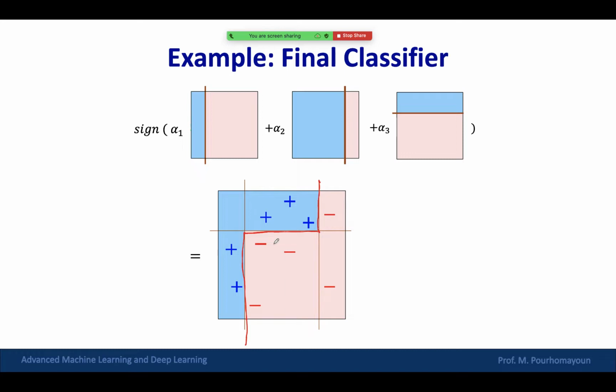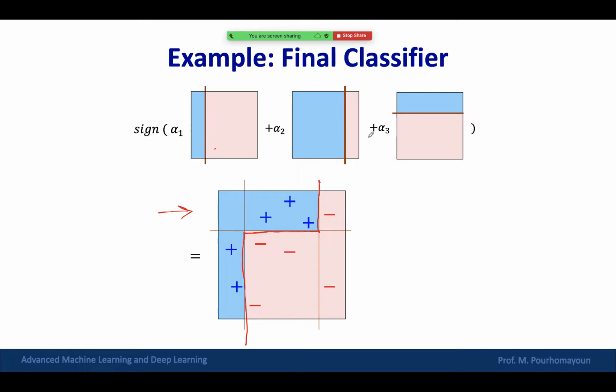So by training 3 poor classifiers, I could build a great classifier, using only 3 of them. In practice, you can use 100 rounds or whatever. There's no limit on that.